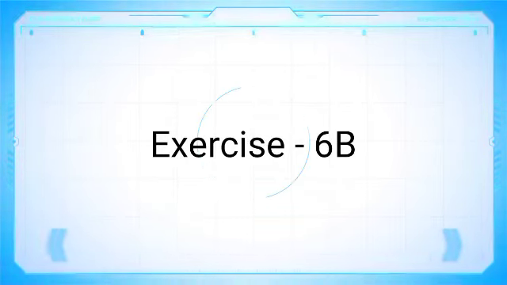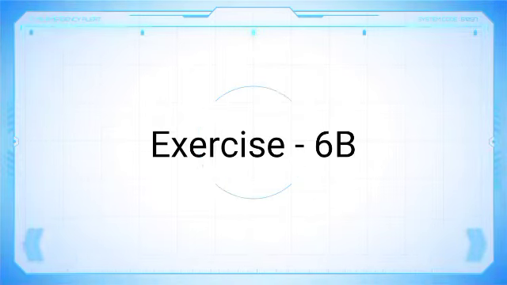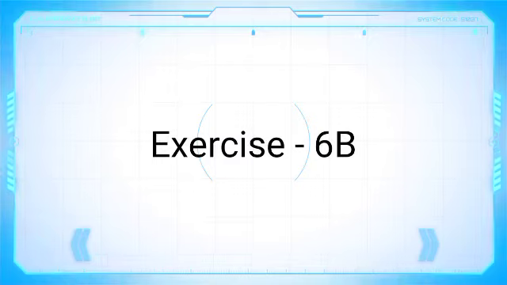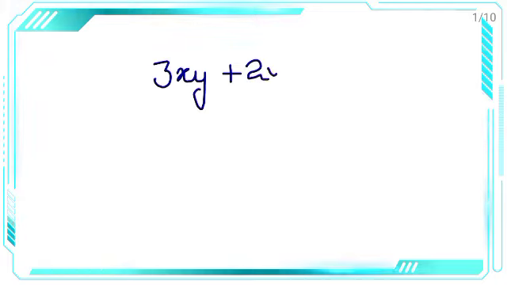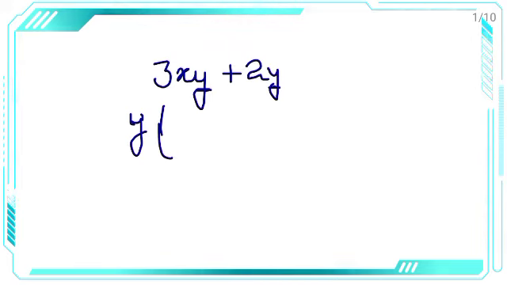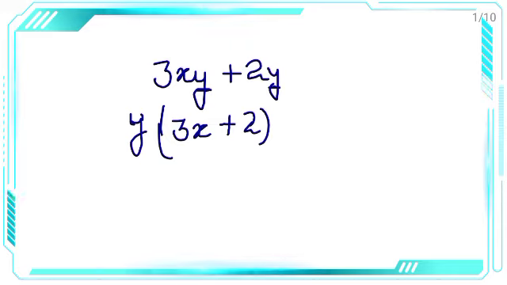Students, in the previous class we discussed exercise 6A, in which you learned how to factorize a polynomial if we have a common monomial factor. For example, 3xy plus 2y. The common monomial factor we have is y, right? We have only one term in it. So y is the common monomial factor. So this will be y into 3x plus 2. Right? This you have learned in the previous exercise.